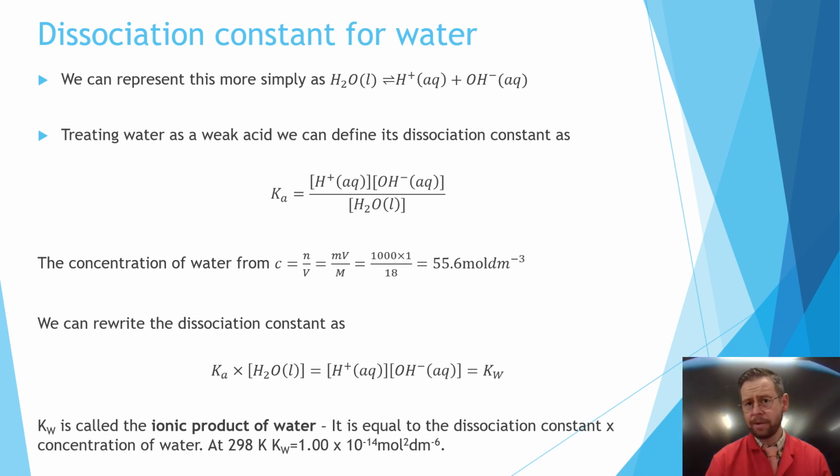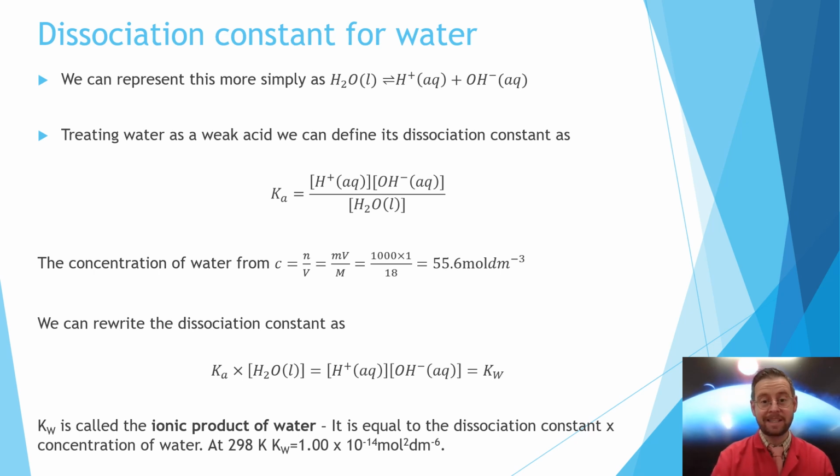Well, we only have one reactant, it's water. So there's only one thing on the bottom line of this, and that is the concentration of the water. On the numerator line, we've got the concentration of the H+ ions that it produces and the concentration of the OH- that it produces in equal number. Now, luckily for water, the concentration is known and it's always the same.